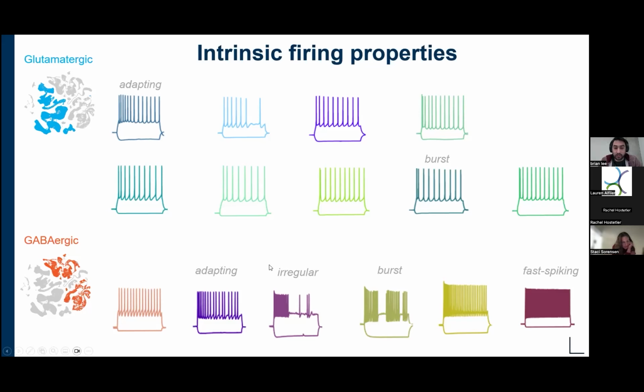But the GABAergic cells are more heterogeneous and diverse in terms of their properties. We still have some adapting spiking properties. We have irregular, we have bursts, but the bursts are larger bouts of action potentials compared to a glutamatergic neuron. And I think what's most well known across the community are fast-spiking parvalbumin neurons. You can't even see the number of action potentials. It looks just like a block, but there are indeed a high number of action potentials embedded within here. So this is a qualitative look at the firing properties.